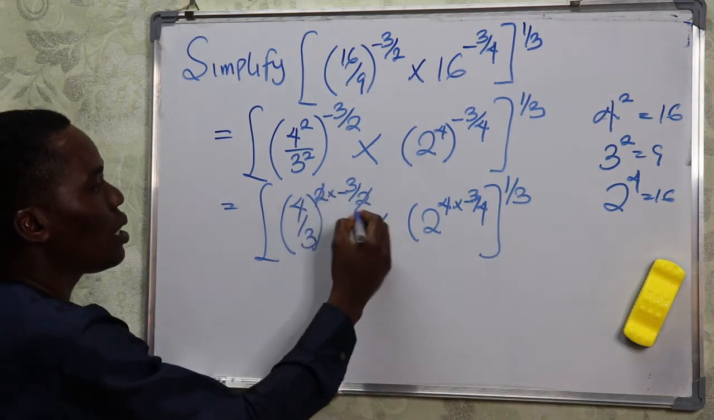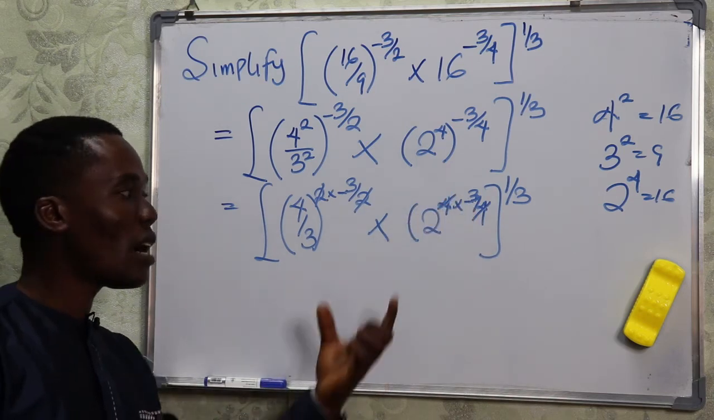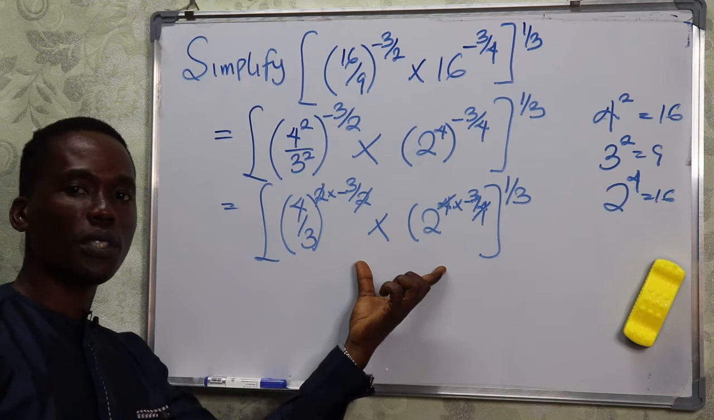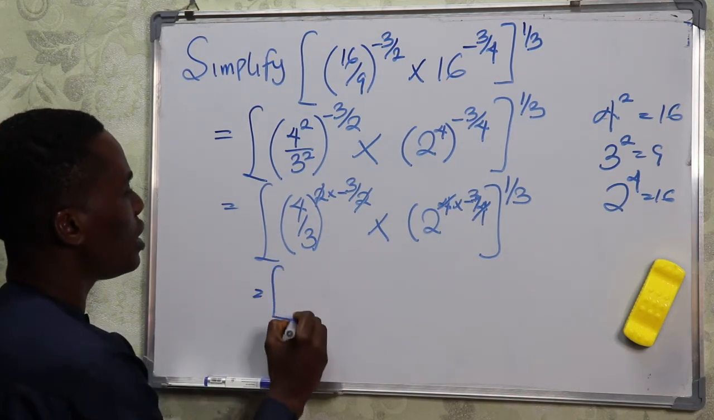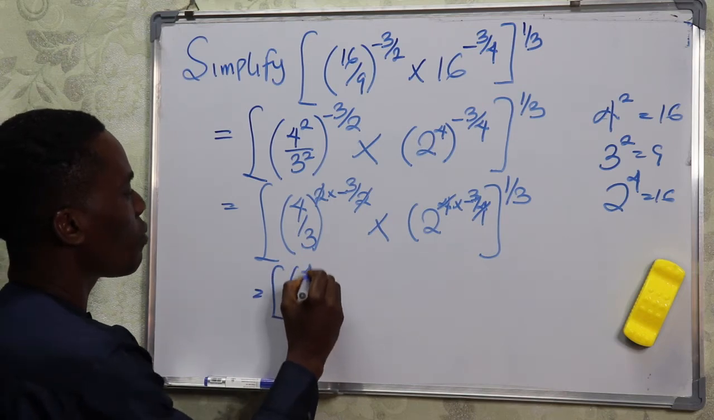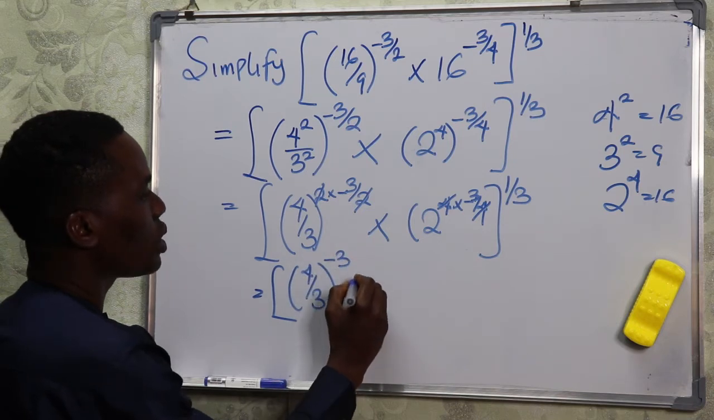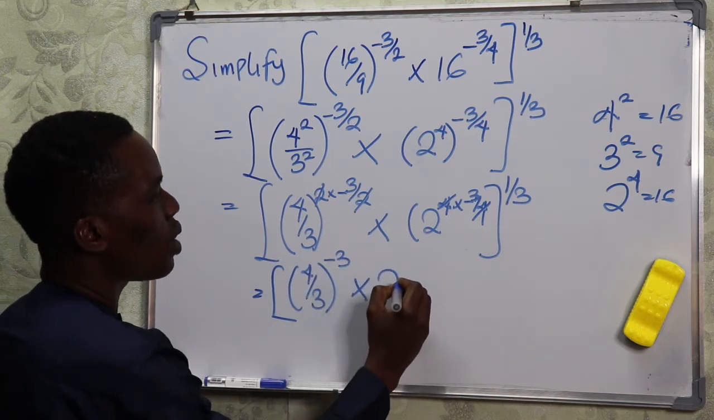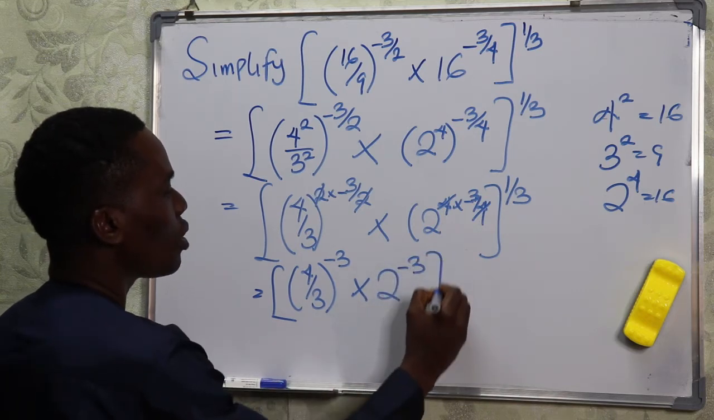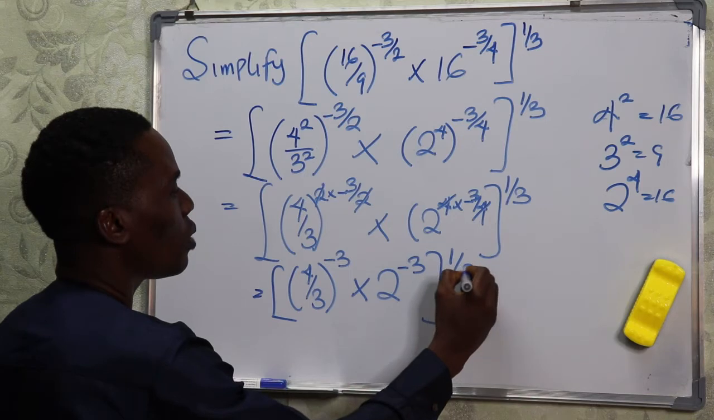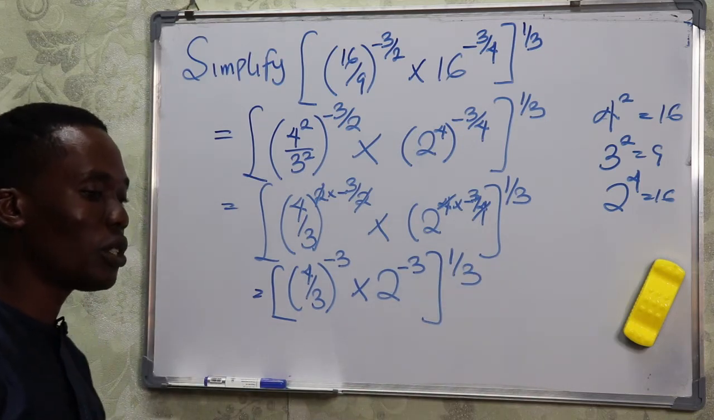Then this will easily cancel this, and this will easily cancel this. You see, by doing that, we have simplified the problem further. So this will now give us (4/3) raised to power minus 3, multiplied by 2 raised to power minus 3, right? Then all of them will be raised to power 1/3. Now with this, we can possibly reduce the equation further.